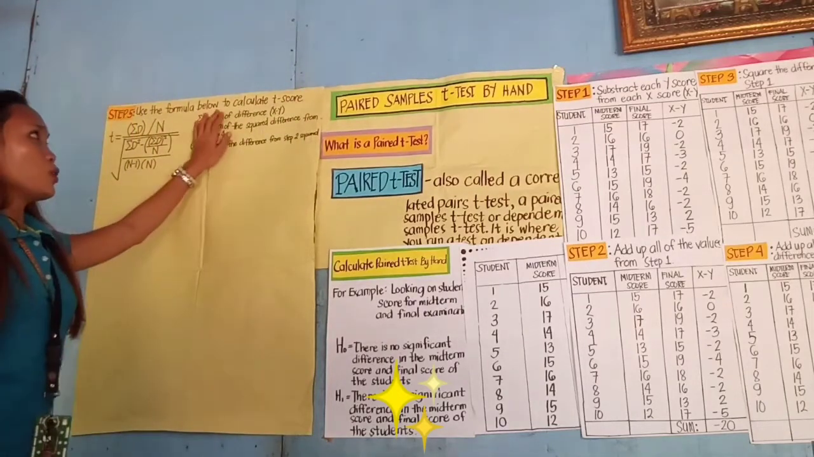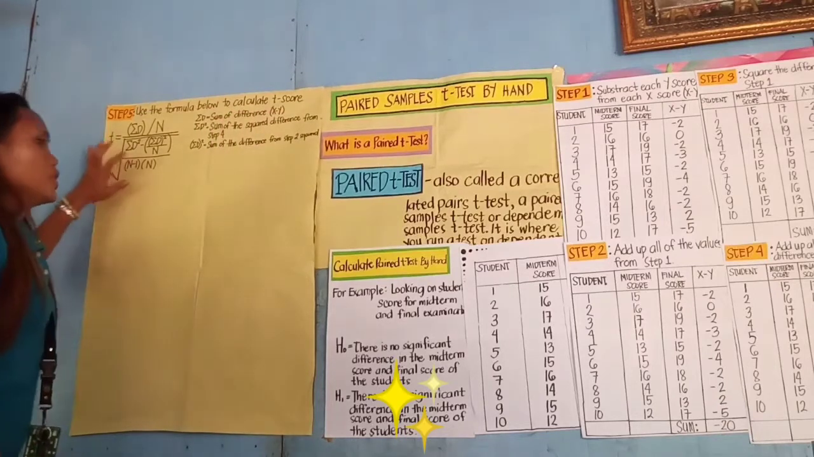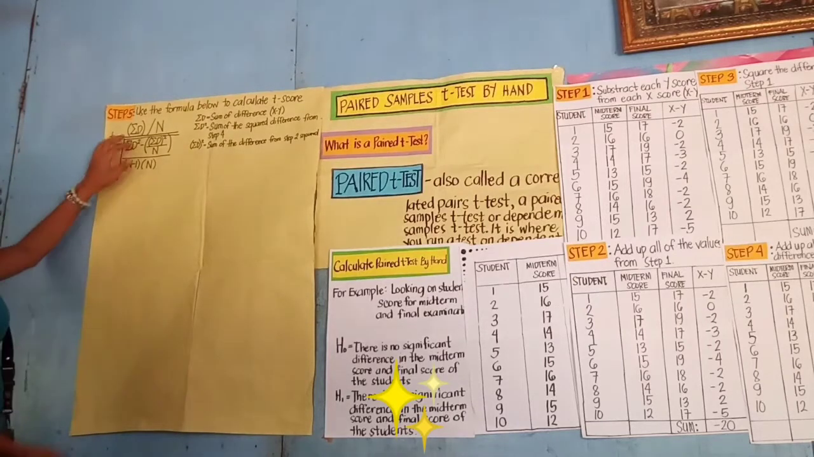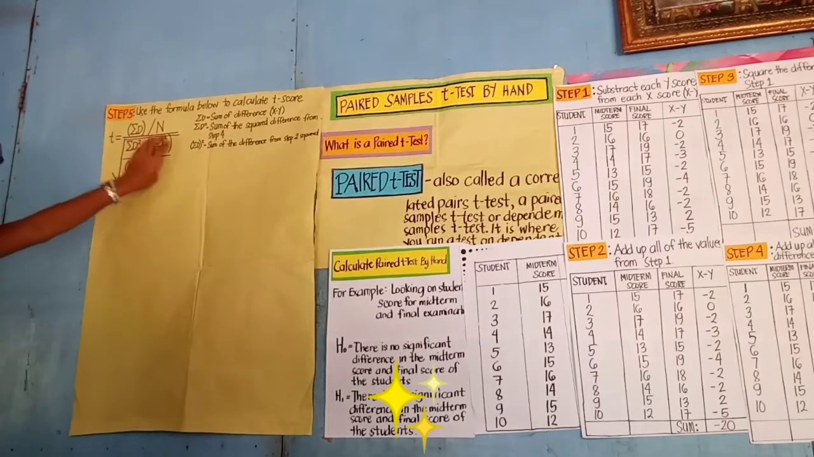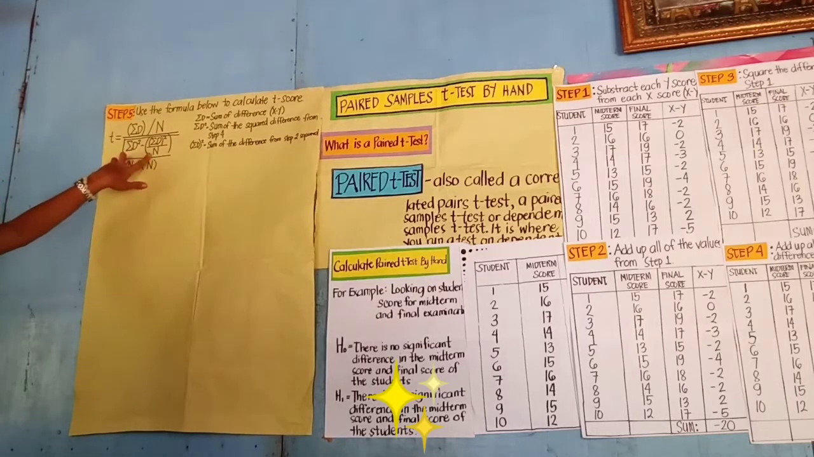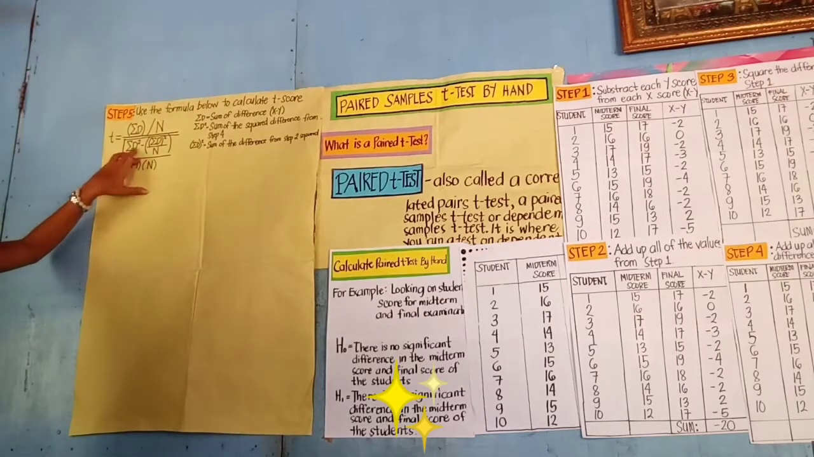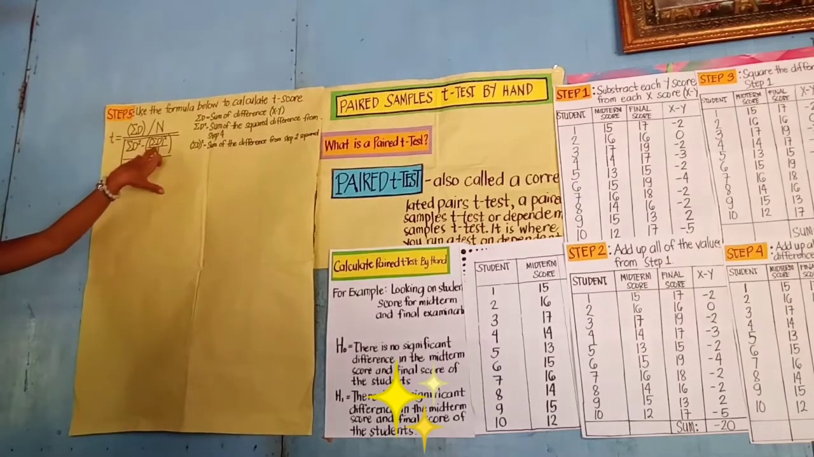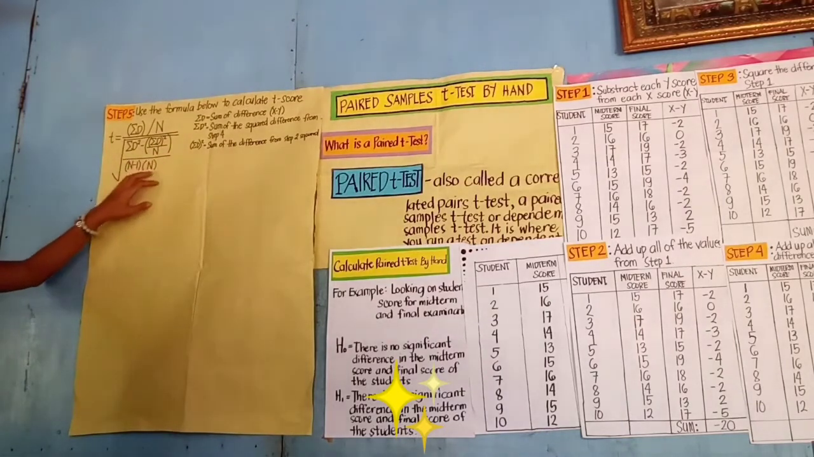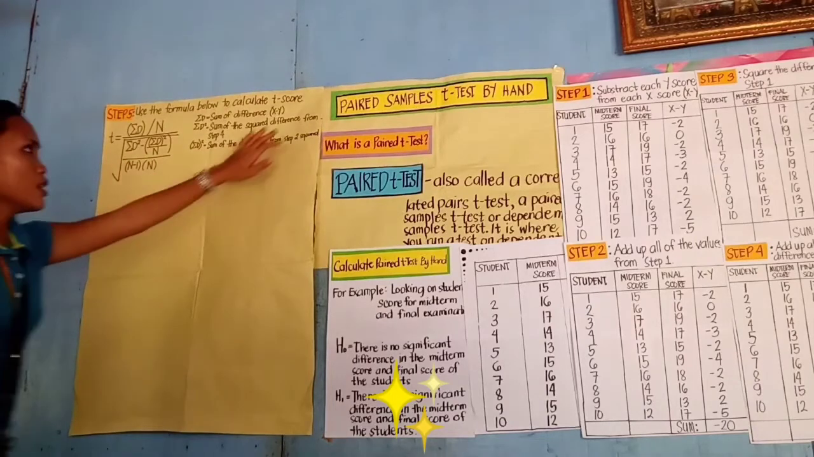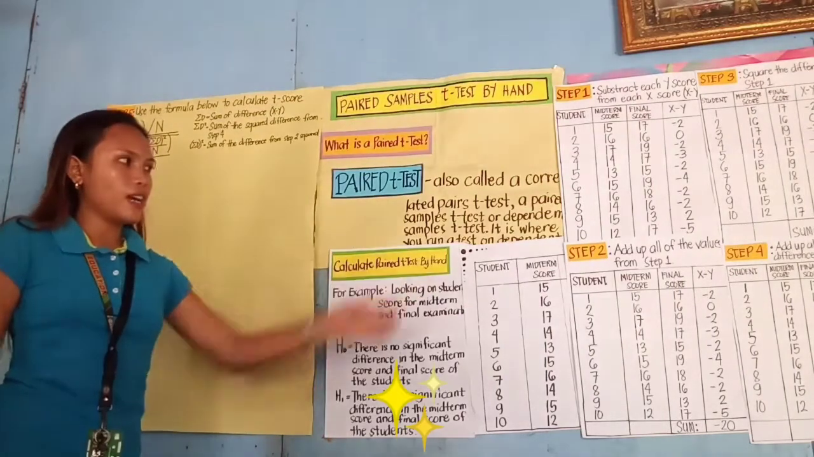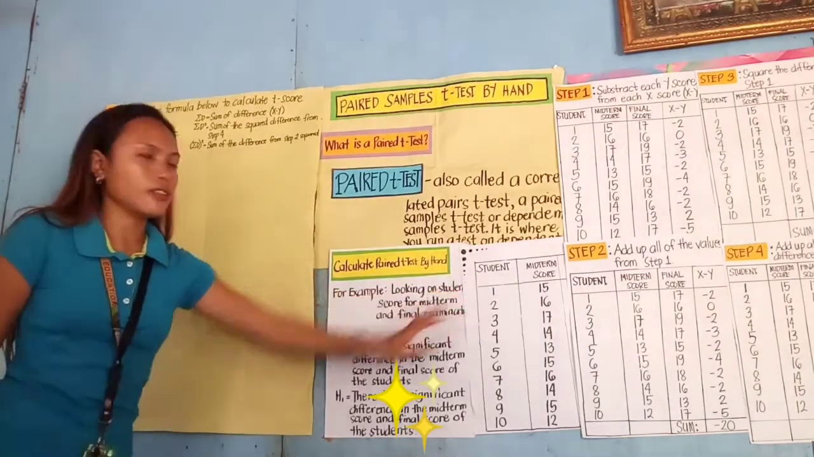Use the formula below to calculate the t-score. So, this is the formula, and now we are going to calculate the t-score. t is equal to the sum of difference over n, all over the square root of the sum of the square difference from step number 4 minus the sum of difference from step 2 squared divided by n, all over n minus 1 times n. So, now we are going to calculate the values given here.